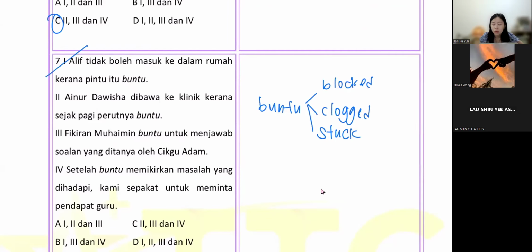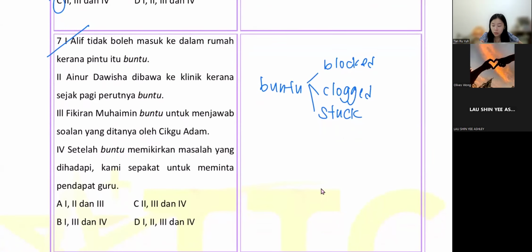Tidak boleh masuk ke dalam rumah because pintu itu buntu, stuck. A block, okay. Fikiran is thought is stuck. Okay, so yang ditanya oleh cikgu Adam. Setelah buntu memikirkan masalah yang dihadapi, maka kami sepakat means align to ask for opinion from teachers. Okay, but for periods, you cannot use buntu. You want to say the intensity stuck, you need to say bunci. So answer is 1, 3, 4. Okay, now let's go for question number 8.